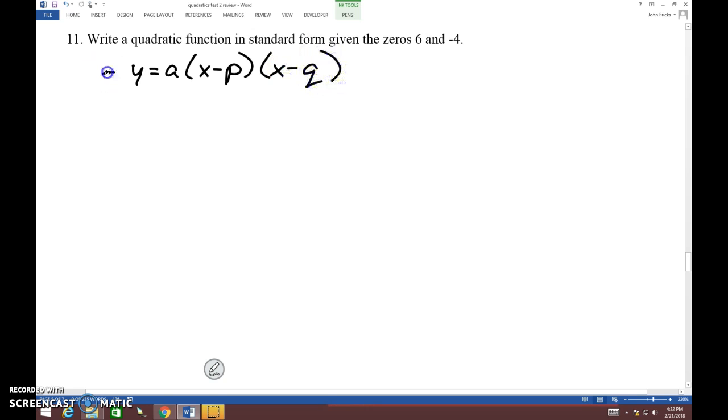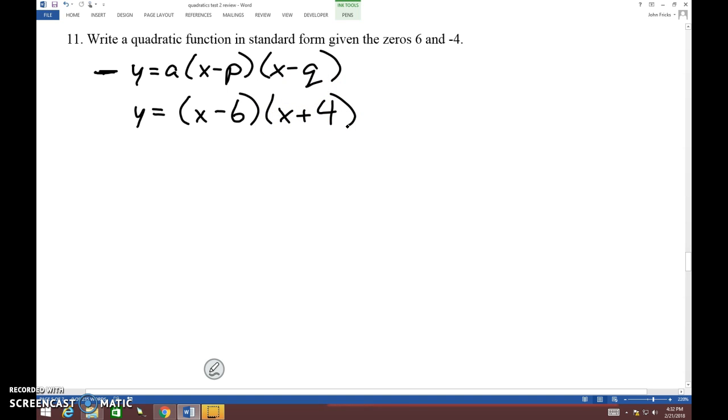That's not a form that you'll see on your test, but you may want to study that and write it down. So when I'm dealing with this form, it tells me my zeros are 6 and negative 4. It doesn't say anything about the a value, so we'll assume it's 1, so we don't need to write anything down there. But then the values are 6 and negative 4. So when we substitute them back in, we want to do the opposite. So here, we're going to write x minus 6 and make it look like a negative 6. And then instead of writing negative 4, we're going to write x plus 4.